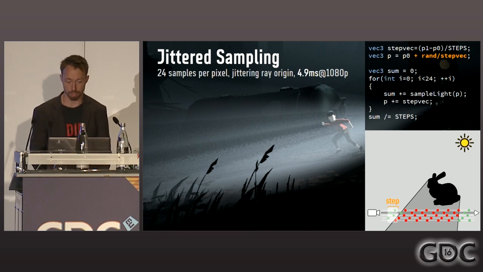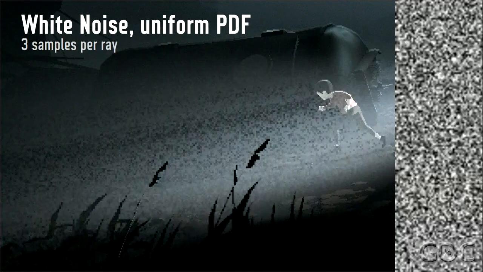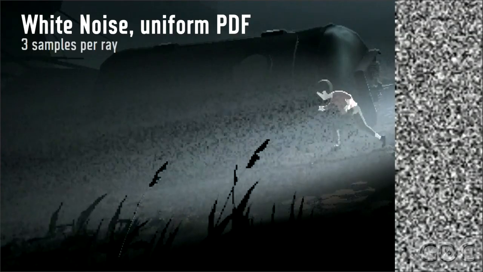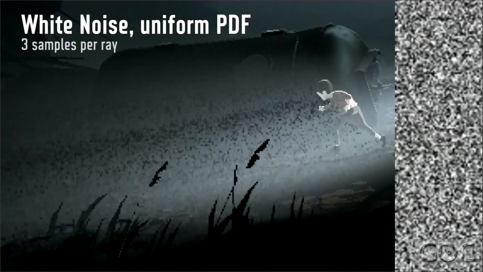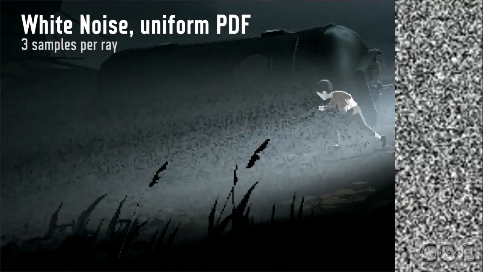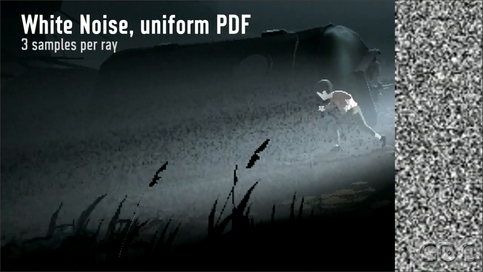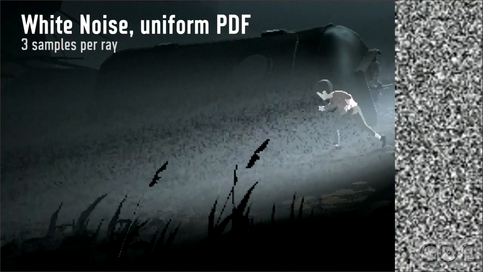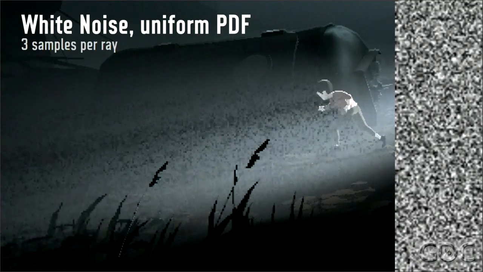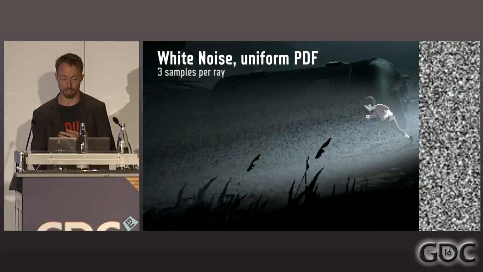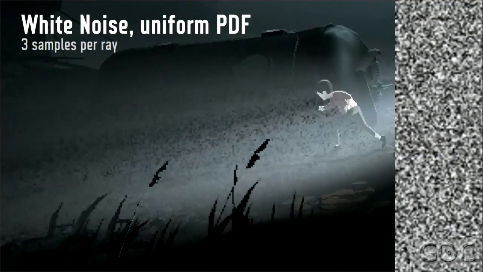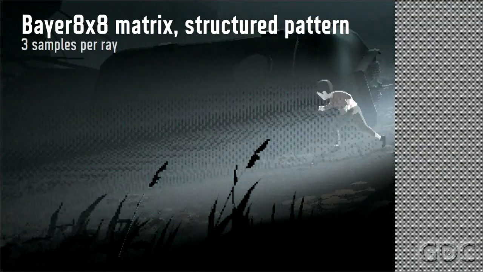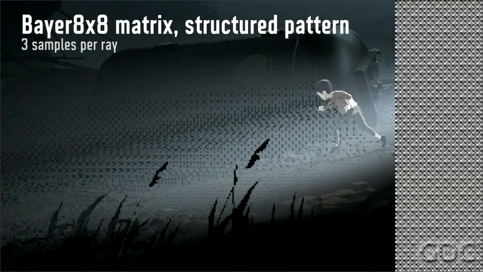So that's something we chose to look into a bit further. This is the same example, but with 3 samples rather than 24. And that's a lot of noise. You can only almost make out the actual light and shadows in this. So what we can do then is use a different pattern to do the jittering. Rather than using white noise, as we are here, we can use a biomatrix. And already that looks a lot better.